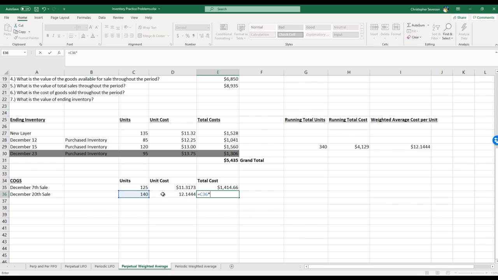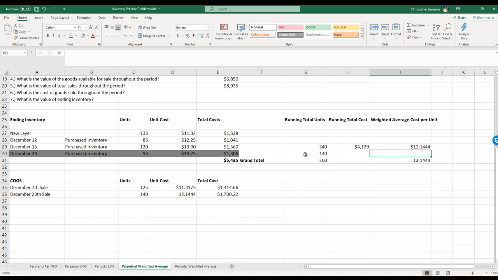So the total cost for that is going to be $1,700.2166 if you round it. So what that means now is that we had 340 units at that average cost. We just used up 140 units of that average cost. So I'm going to subtract the two. Whoops. We're going to have 200 at 12.1444. So that's what's left.